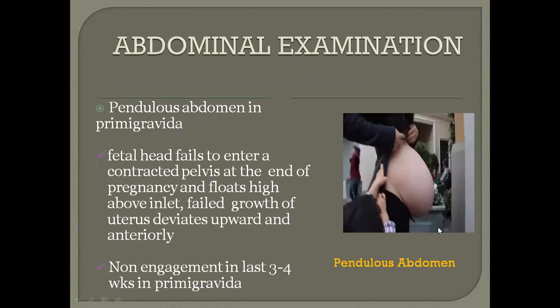Pendulous abdomen means the abdomen will be hanging like this. Due to this shape, what happens? As you know, in primary gravida, the engagement should happen 2 or 3 weeks before onset of labor. Normally it happens before the labor pain starts, 2 to 3 weeks before itself, the baby will engage, the fetal head will engage. But because of this pendulous abdomen, that will not happen in primary gravida. The head will be floating like this, floating inside the abdomen. So that is one main sign that we can see in primary gravida in case of CPD.